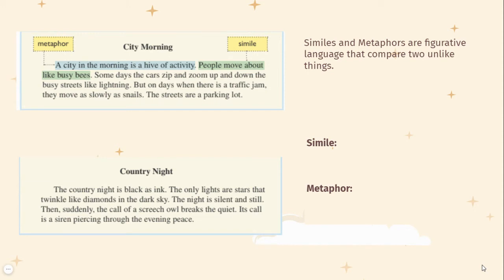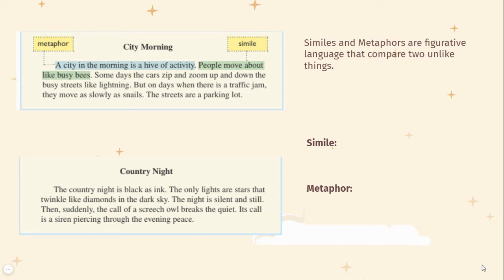What moves as slowly as snails? Cars. What kind of figurative language is this? It's a simile. What does the metaphor in the last sentence compare? Streets and a parking lot. What do the metaphor and simile in these sentences tell you about the cars? They are going very slowly.